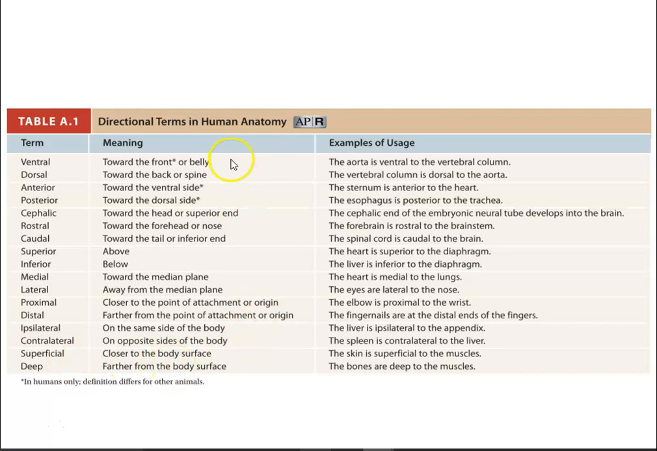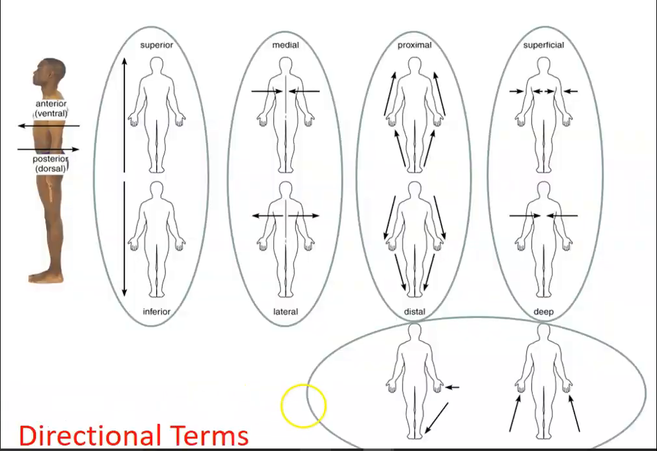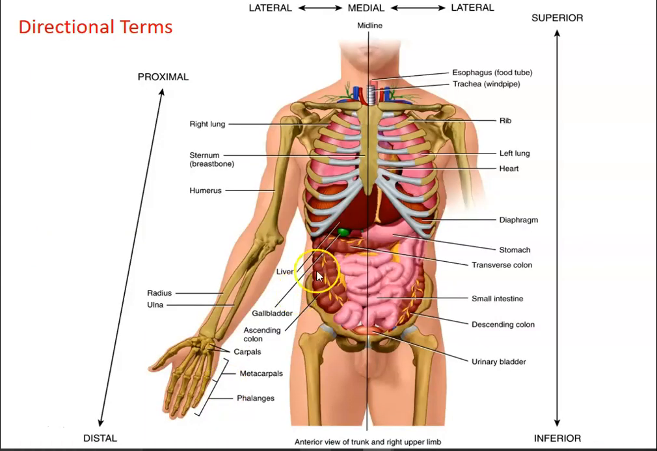So this table will help you understand the anatomical position. This figure will explain the table in the previous slide really well. It shows you the relative terms. You can use those organs as examples to practice using those terms. For example, the liver is superior to the intestine. The lung is deep compared to the rib cage. The humerus is proximal compared to the radius or ulna.